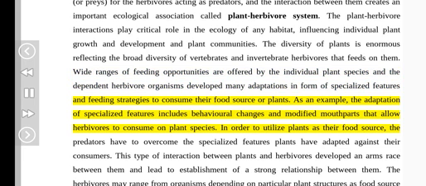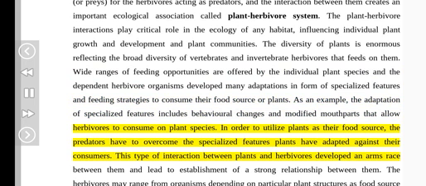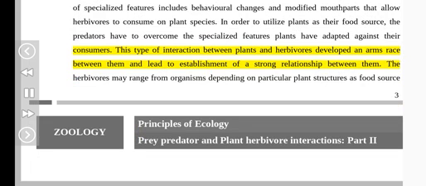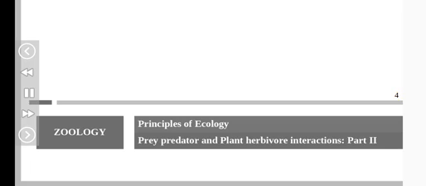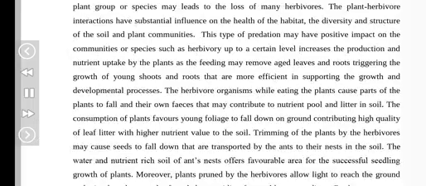As an example, the adaptation of specialized features includes behavioral changes and modified mouthparts that allow herbivores to feed on plant species. In order to utilize plants as their food source, the predators have to overcome the specialized features plants have adapted against their consumers. This type of interaction between plants and herbivores developed an arms race between them and led to the establishment of a strong relationship between them. The herbivores may range from organisms depending on particular plant structures as a food source to organisms dependent on particular plant species or groups.